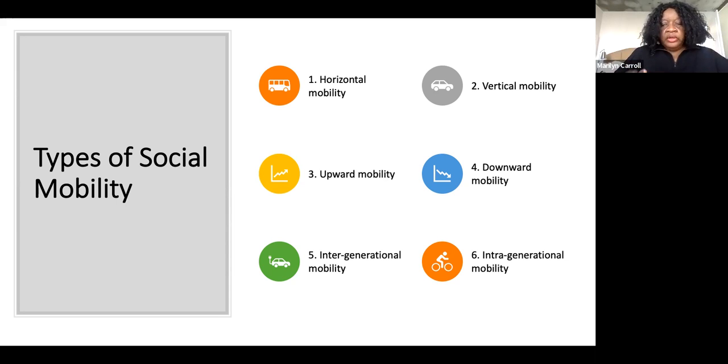So horizontal mobility occurs when a person changes their occupation, but their overall social standing remains unchanged. For example, a doctor who goes from practicing medicine to teaching in the medical school: the occupation changes, but their prestige and social standing likely remain the same. I'm not a medical doctor, I'm a PhD doctor.